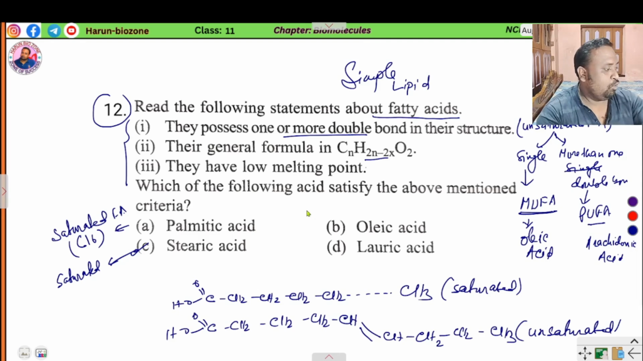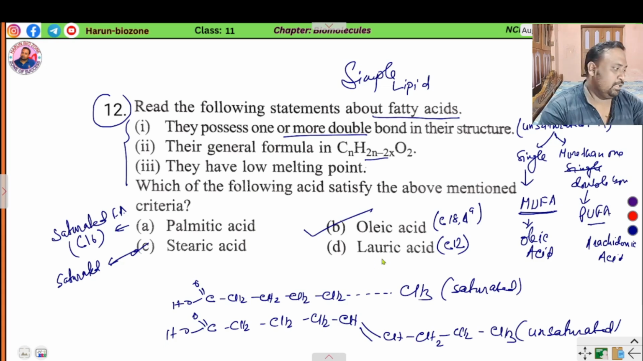Oleic acid is a monounsaturated fatty acid, C18, where at delta 9, or the 9th carbon, a single double bond is present. That is the correct option, B, because lauric acid is also a saturated fatty acid, a C12 carbon-containing saturated fatty acid. So here I repeat this question again.